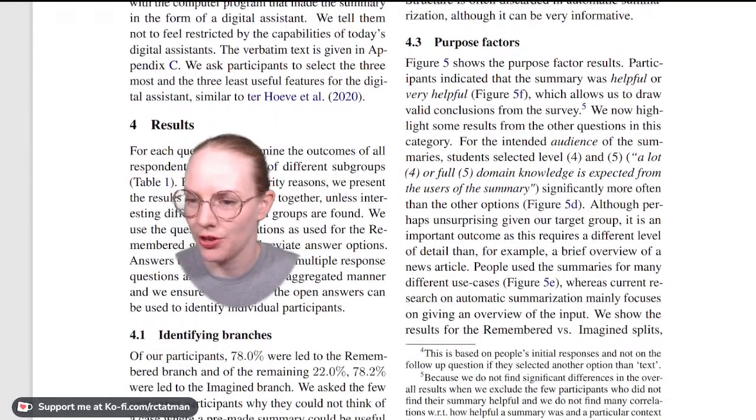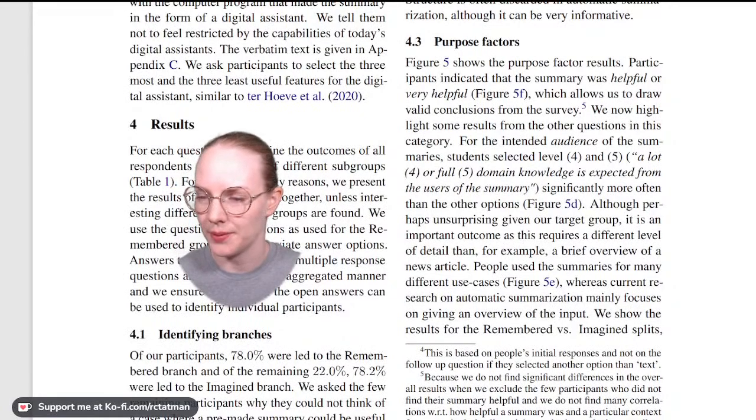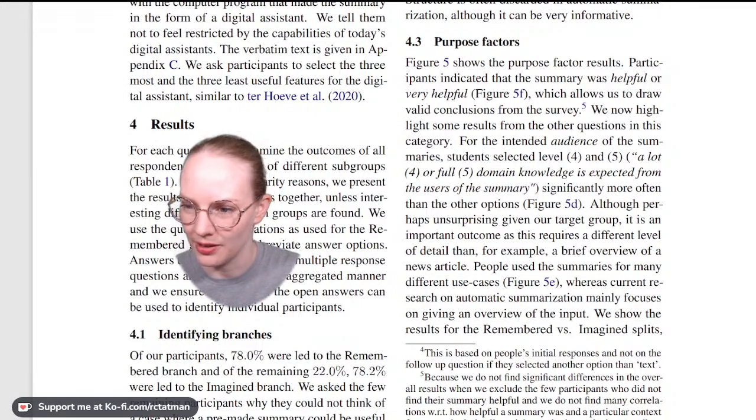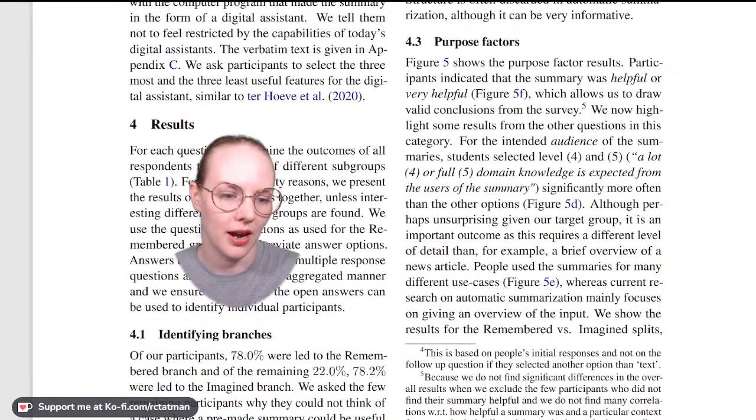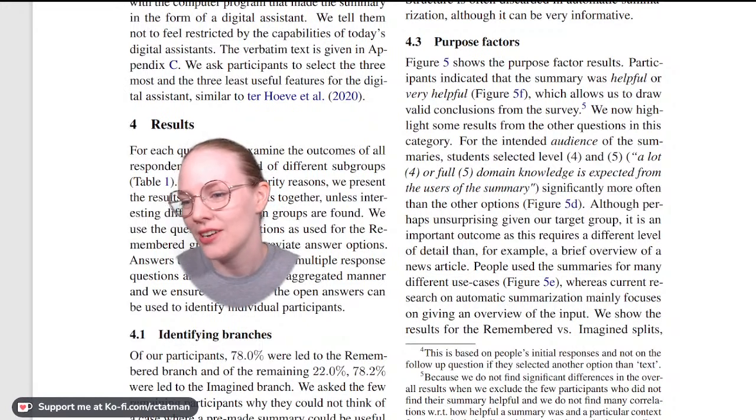We now highlight some results from the other questions in this category. For the intended audience of summaries, students selected levels 4 and 5. A lot or full domain knowledge is expected from users of the summary. So if you're summarizing something for class, people are probably going to expect that you know it after reading it. Students selected levels 4 and 5, significantly more than the other options. Although perhaps unsurprising given our target group, it is an important outcome that requires a different level of detail than, for example, a brief overview of a news article.